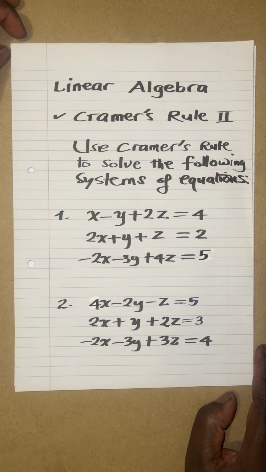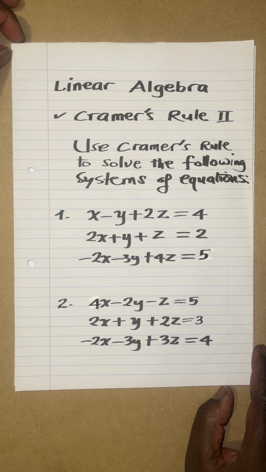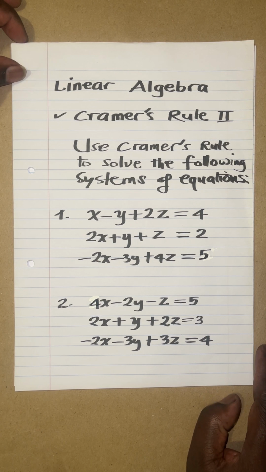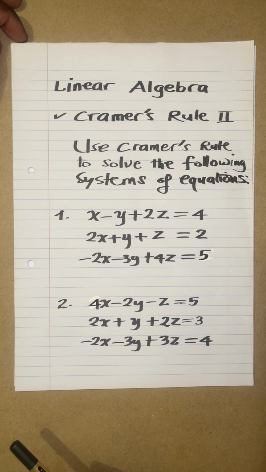In the previous video I spoke about how to use Cramer's rule to solve a system of two linear equations in two unknowns. In this video I want to continue with Cramer's rule, but I'm looking at a system of three equations in three unknowns, all of them being linear.